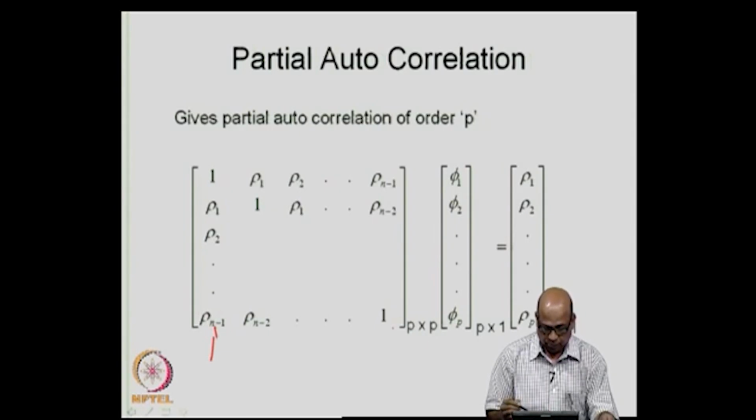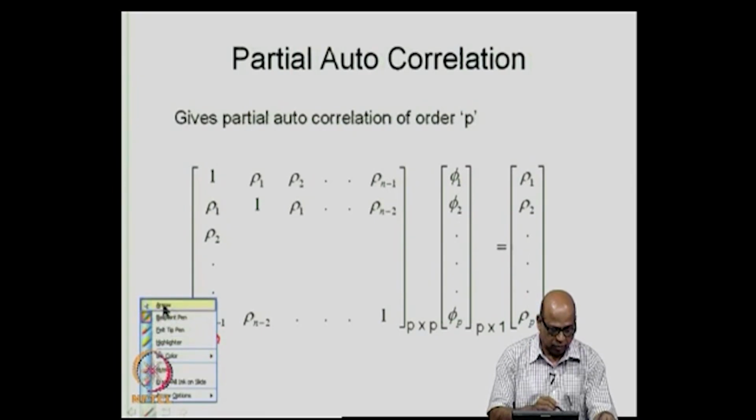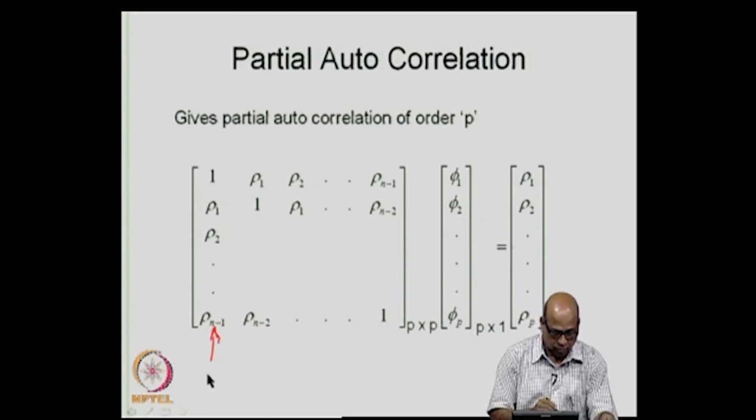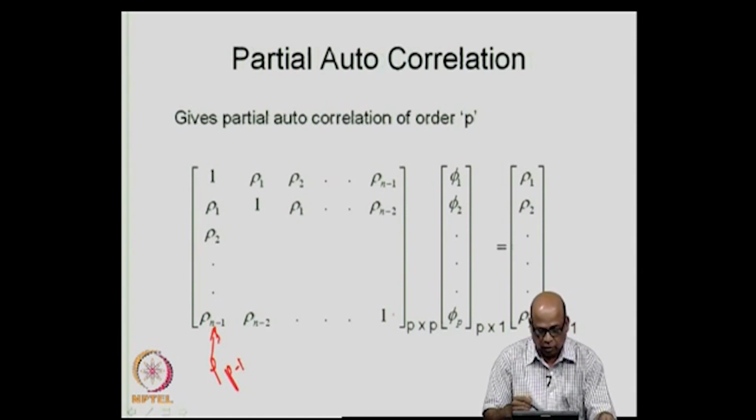This is P by P. So, similarly phi 1, phi 2, etcetera up to phi p. Okay. So, this is rho p minus 1, rho p minus 2 etcetera and rho 1. Similarly, phi 1, phi 2 etcetera phi p, and this will be equal to rho 1, rho 2 etcetera rho p. So, this is the pth order Yule-Walker equation.